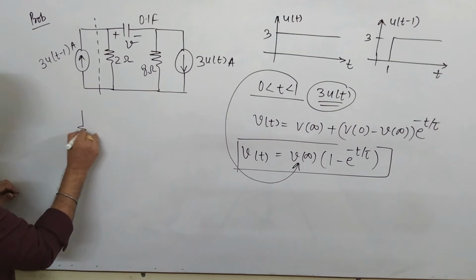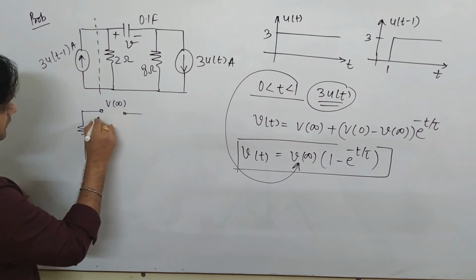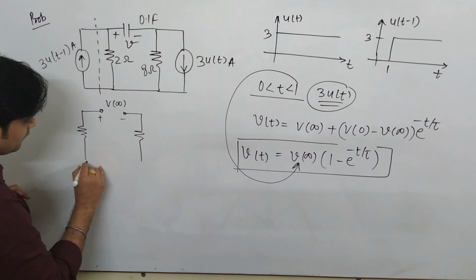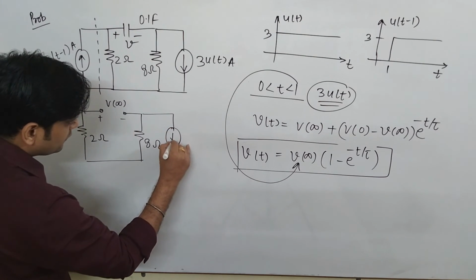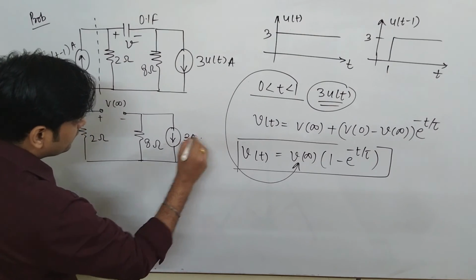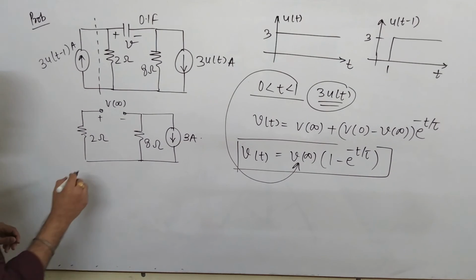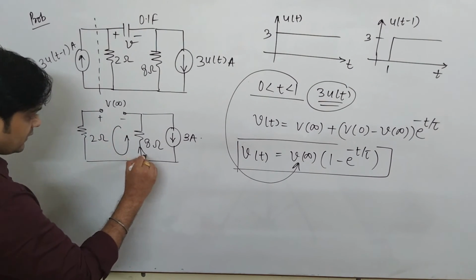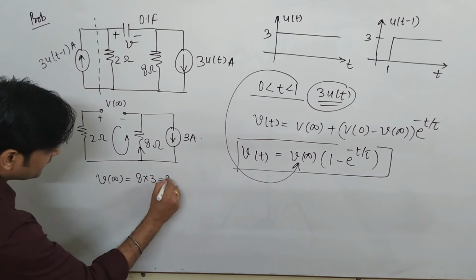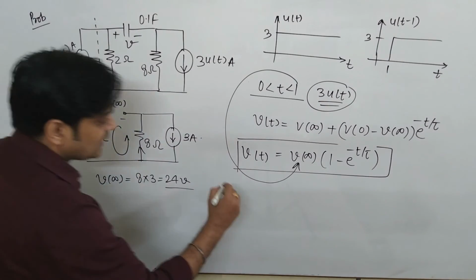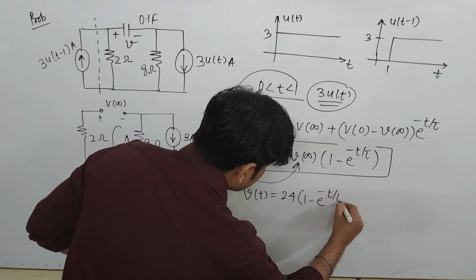So if I redraw this, it will become V infinite, this is plus minus, this is your 8 ohm resistance, this is 2 ohm, this is 8 ohm, and actually this source will be applicable here. This source has no significance. Why? Because it starts at t equal to 1. So if you apply KVL here, this 3 ampere current will flow here. So from here you can say that the value of V infinite comes to be 8 into 3, that is 24 volt. Basically the value of Vt comes to be 24 into 1 minus e to the power minus t by tau.